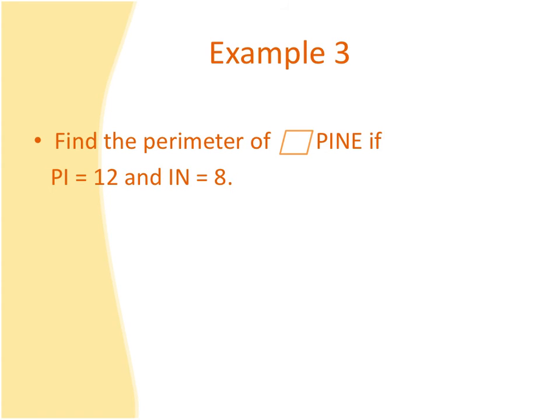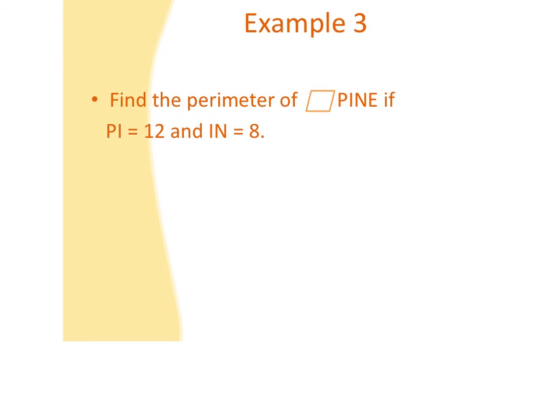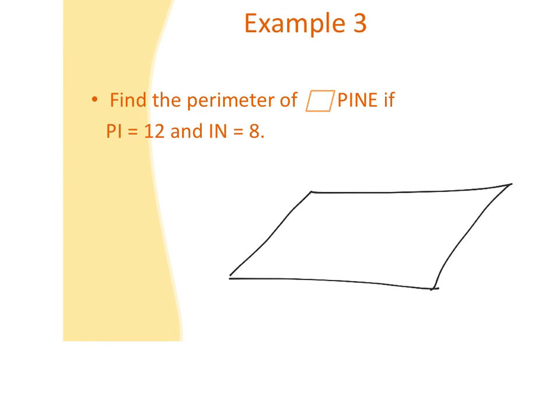So here it's asking us to find the perimeter of parallelogram PINE. So again, pick a letter, start with it, draw a picture. If you're not given a picture, draw your own picture. So I'm going to draw in a parallelogram, and I'm going to label my sides. So this will be P, this could be I, N, E. It told me that the segment PI had a measurement of 12, and that IN had 8.